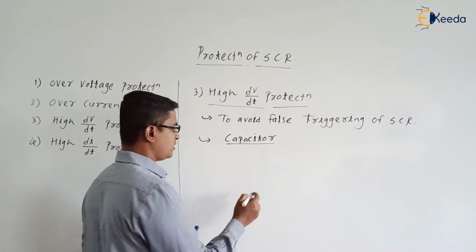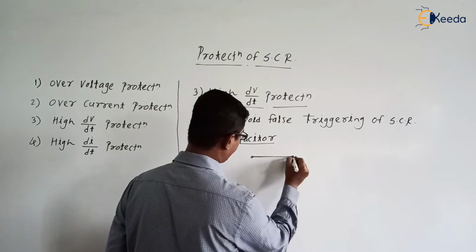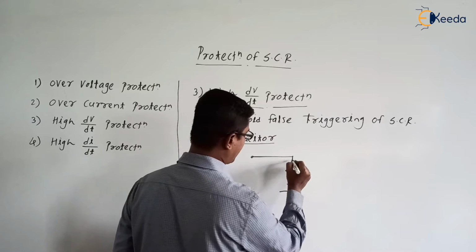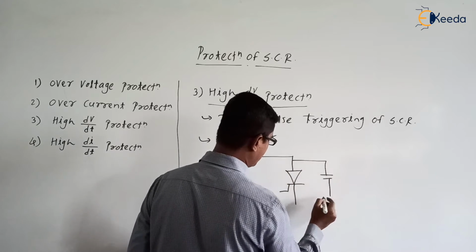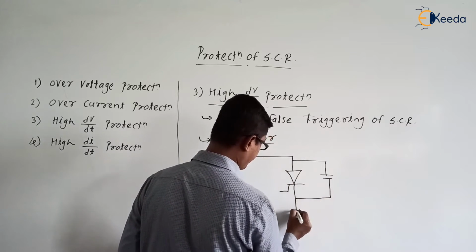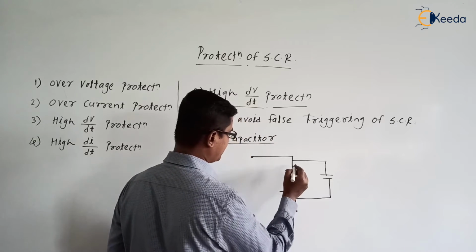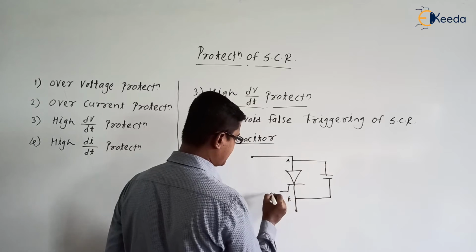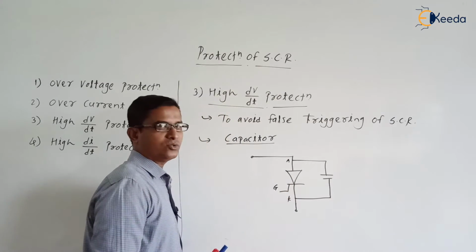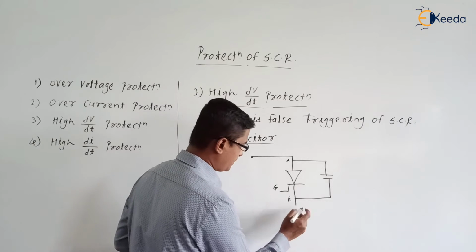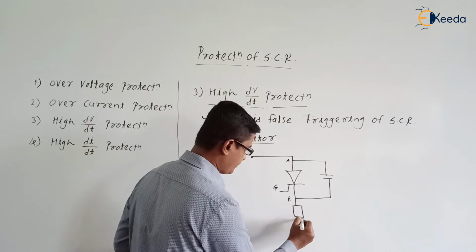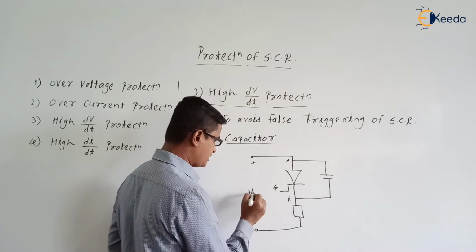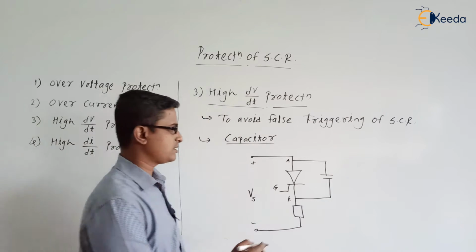Suppose here we have the SCR, and we connect a capacitor across the SCR. Suppose this is the anode of the SCR, this is the cathode, and this is the gate of the SCR. Next, here we have the load, and here is the circuitry. This voltage is Vs, for example. And here is the capacitor.